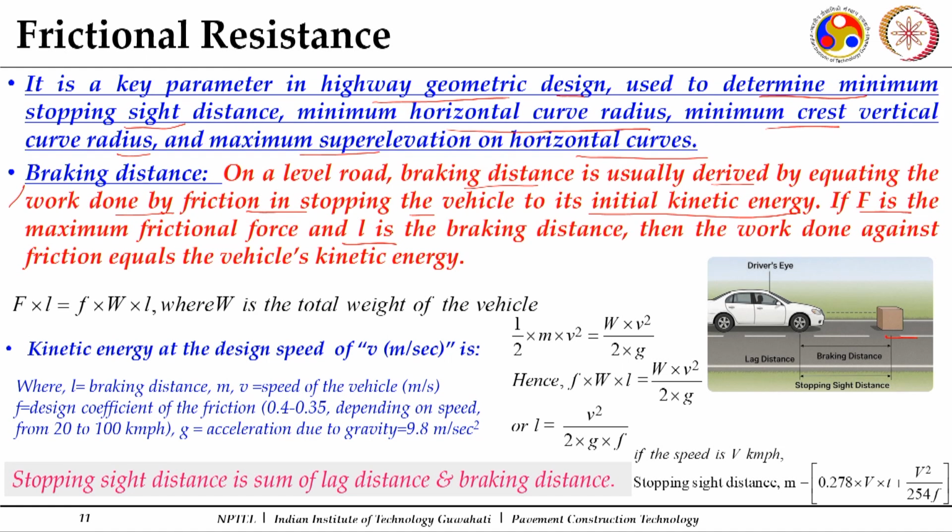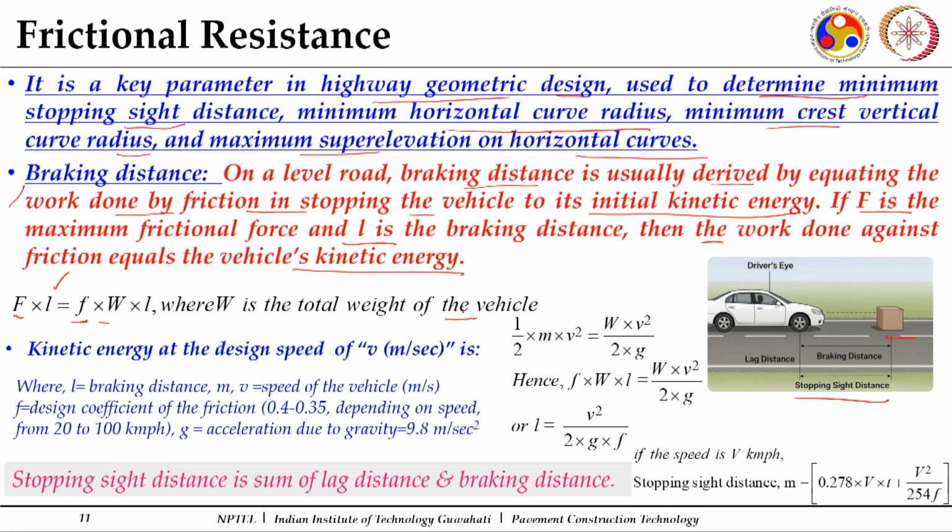If F is the maximum frictional force which can be developed over the surface, and L is the distance in which it can stop, then the work done against the friction equals the vehicle's kinetic energy. So, this is your frictional force, and this is the distance it takes before it stops. Here f is the coefficient of friction, so F equals f into W, where W is the total weight of the vehicle.